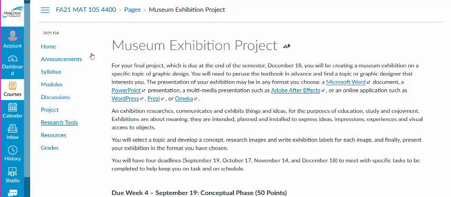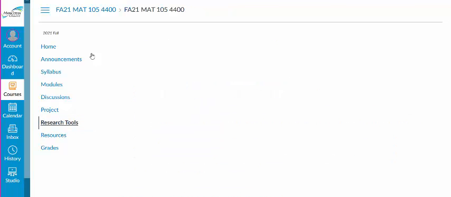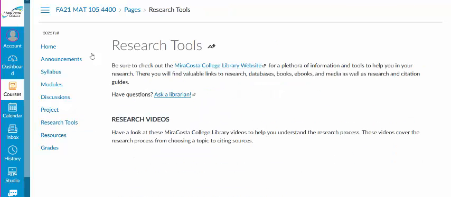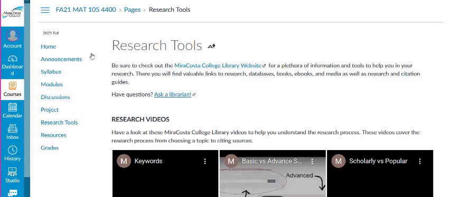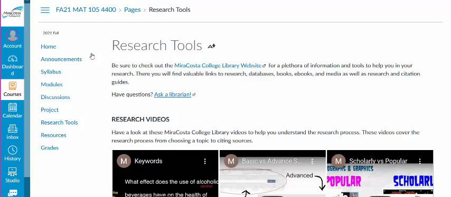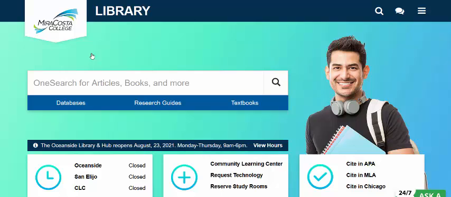Be sure to have a look at the Research Tools page. You'll be doing a fair amount of research in this class, and it's important to understand how to do the type of research you need to do in this class. Be sure to have a look at the MiraCosta College website, which has invaluable resources to help you.